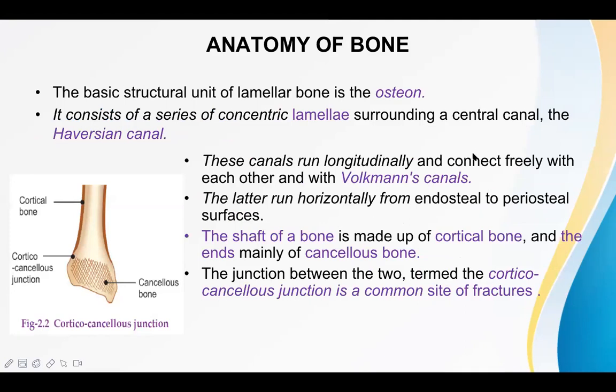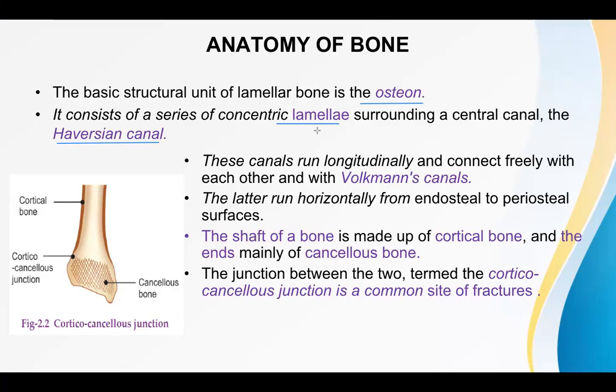Now, let's talk about some other structures which we see when we cut a bone. The basic structural unit of a lamellar bone, which is mature bone, now, okay? From now onwards, don't get confused here. It's a mature type of bone. Now, the basic structural unit of a mature or lamellar bone is called osteon. Osteon. Now, if we analyze this osteon, it consists of a series of concentric lamellae surrounding a central canal, which is called Haversian canal. In the picture, it will be very clear.